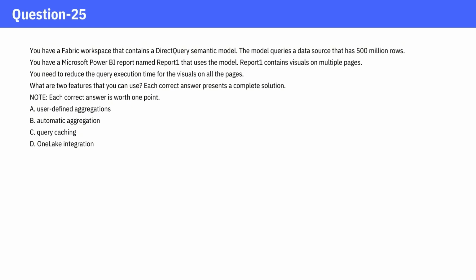A. User-defined aggregations. B. Automatic aggregation. C. Query caching. D. OneLake integration. Pause the video and think about what the correct options might be. Then, resume to check your answer. The correct answers are option A and B. Let's see why. Option A.